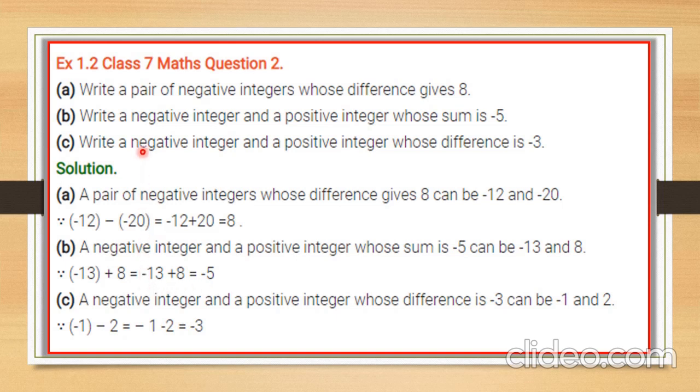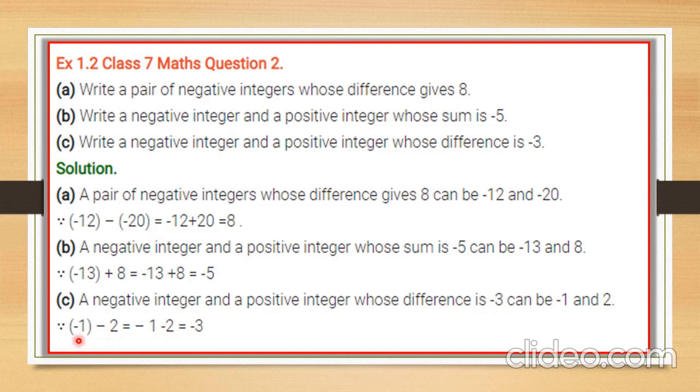Now in C, write a negative integer and a positive integer whose difference is minus 3. So here also we have to find one negative integer, one positive integer, and when we subtract you must get minus 3. So these are the integers you see, minus 1, one negative integer, plus 2, one positive integer. So we have to subtract, that means difference. So when we subtract you should get minus 3.